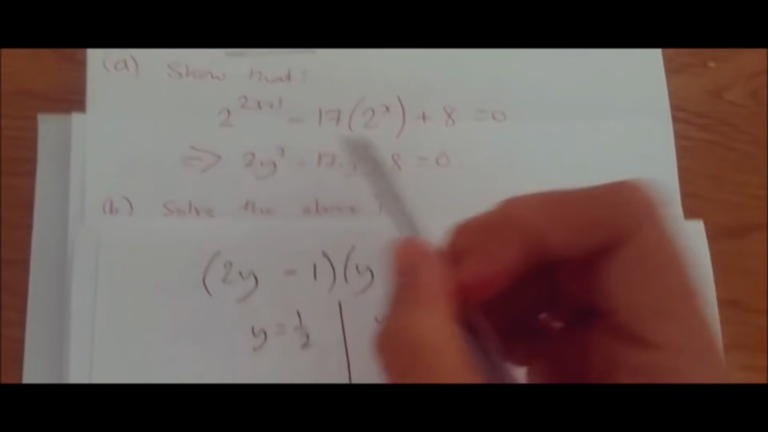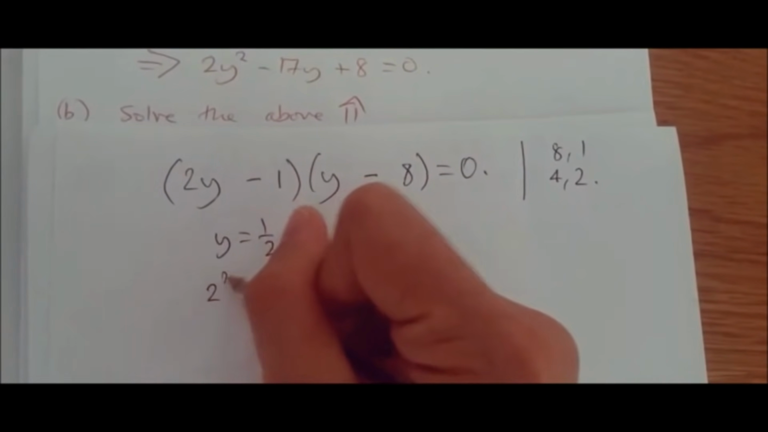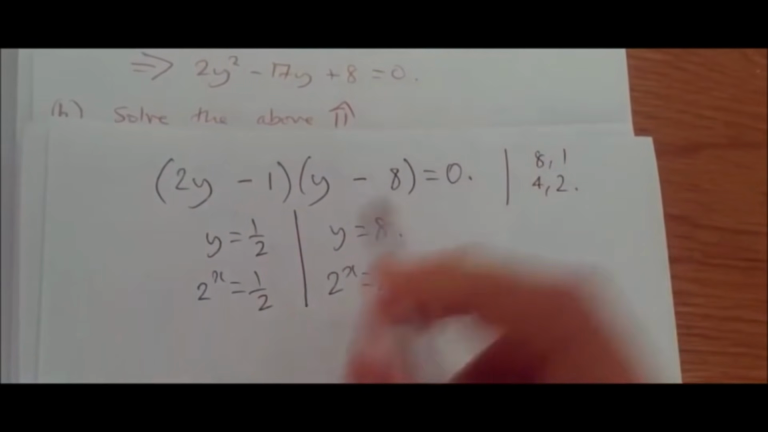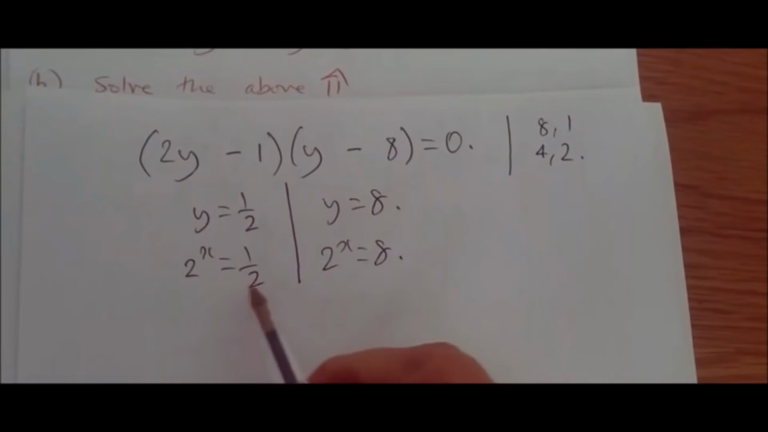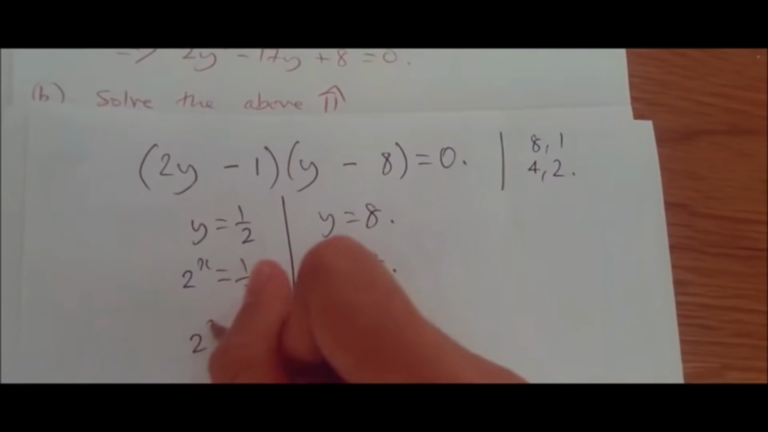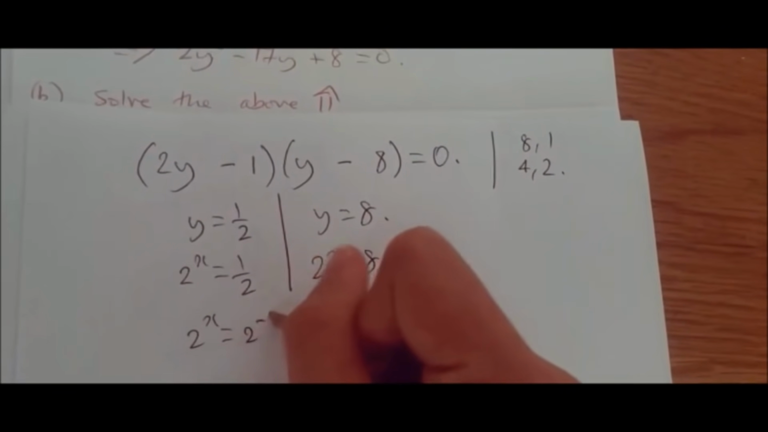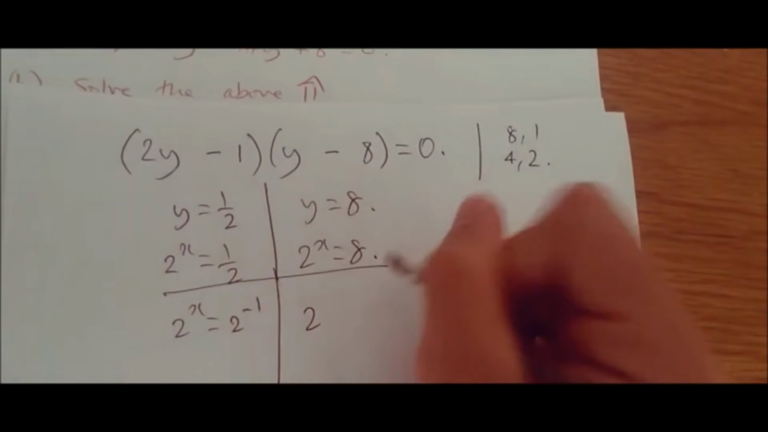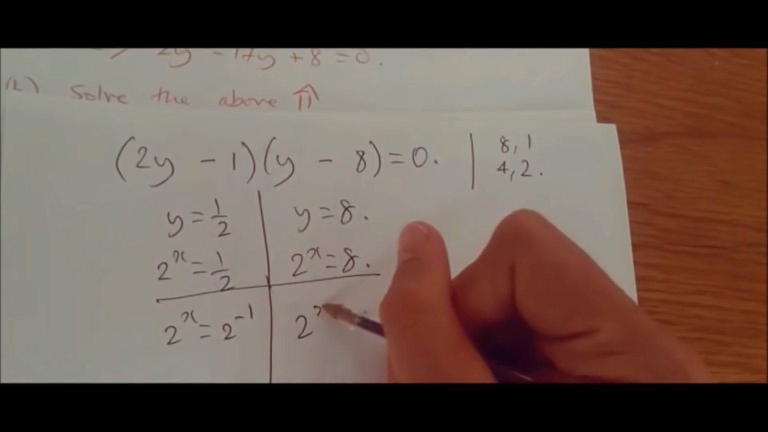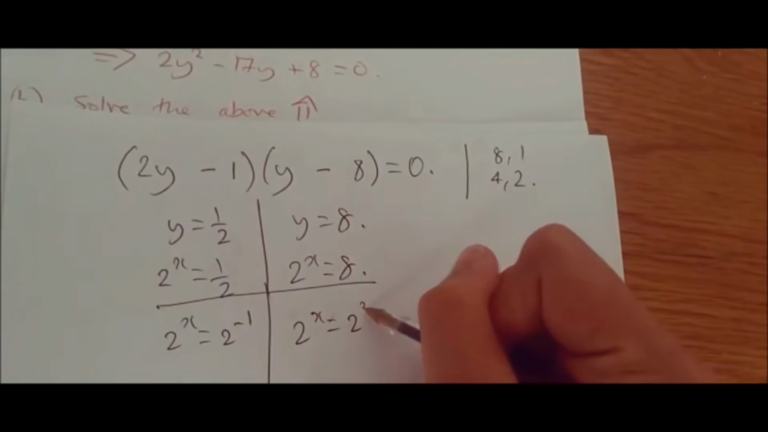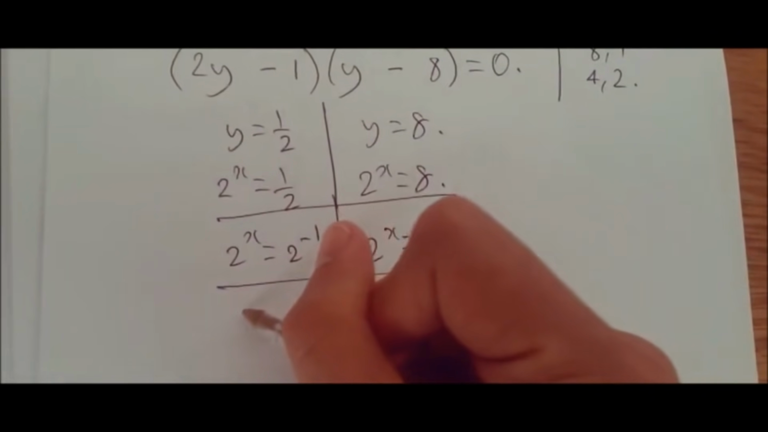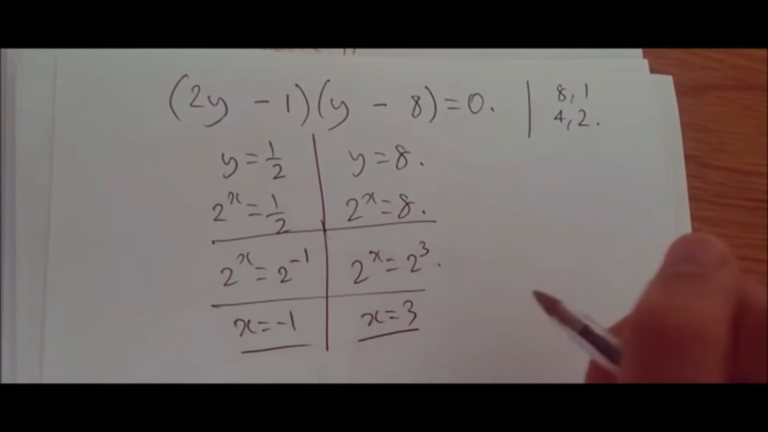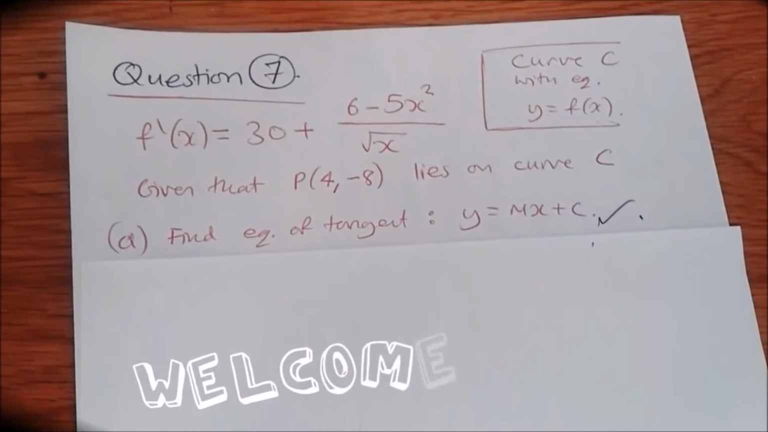And recall that y equals 2 to the power x. So this means we're going to get 2 to the power x equals a half, 2 to the power x equals 8. Now, rewrite this into bases of 2. So this is the same as 2 to the power x equals 2 to the power of negative 1. And 2 to the power x, 8 is the same as 2 cubed. And hence, guys, this tells us that x here equals negative 1, x here equals 3. Done. Hope this helps.